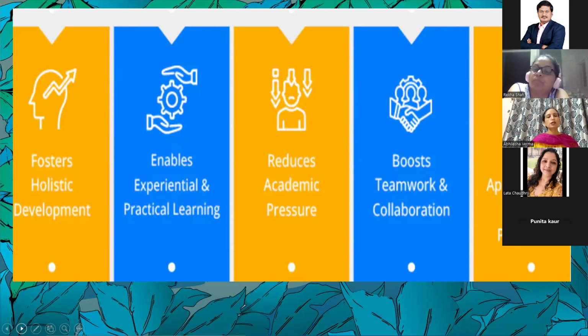So art is one of the best subjects. We can integrate any of the subjects to be taught easily, and it boosts teamwork and collaboration. Obviously, with art integration, we can do team building. Group activities can be done, individual activities can be done, and it promotes appreciation for diverse perspectives. So other things are also linked. When we do one art activity integrated with science or maths, it will lead to other diverse perspectives.